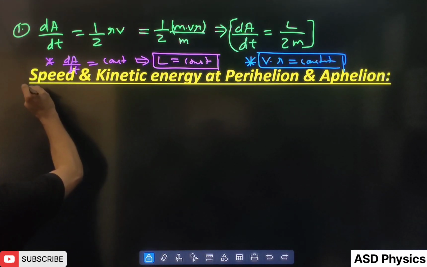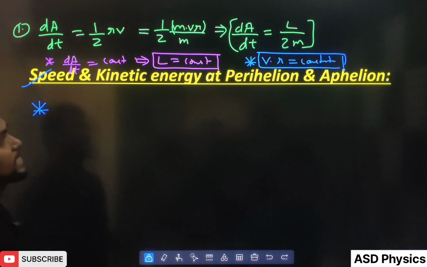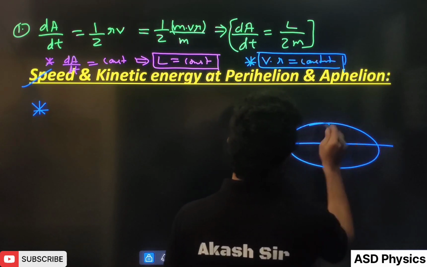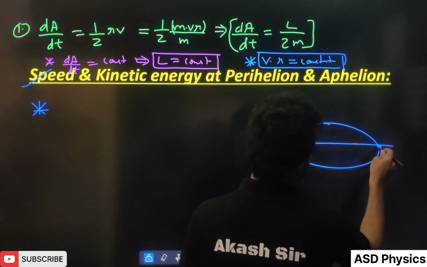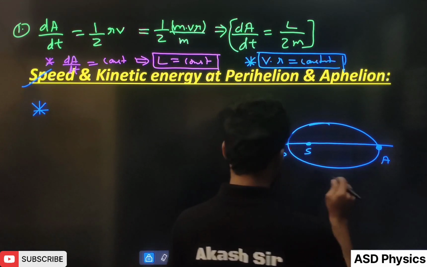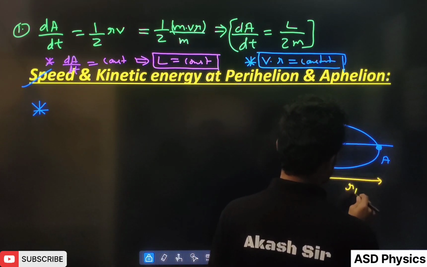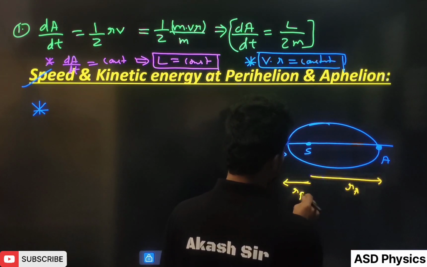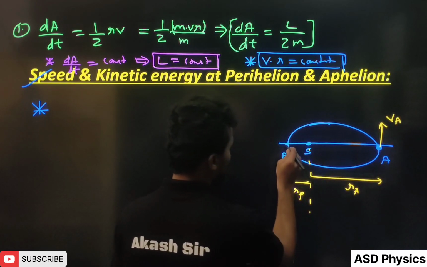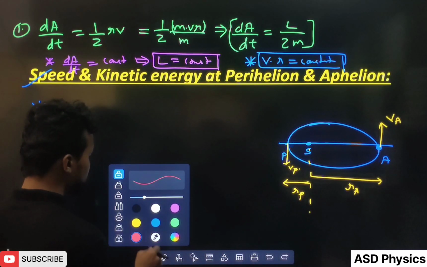Next, speed and kinetic energy at perihelion and aphelion. Here the sun was at the focus, this was the aphelion distance, and this was the perihelion distance. Let's take the distances: this distance was RA, again I am drawing for you, and this distance was RP. Let's take at point A the speed is VA, and at point P the speed is VP. Can you tell where the speed is minimum?